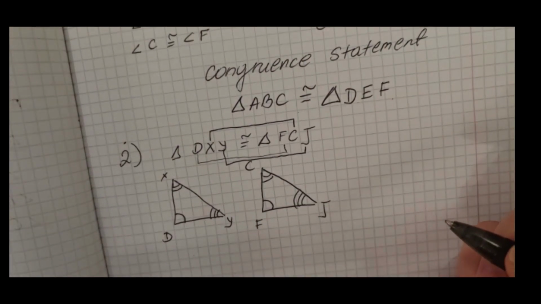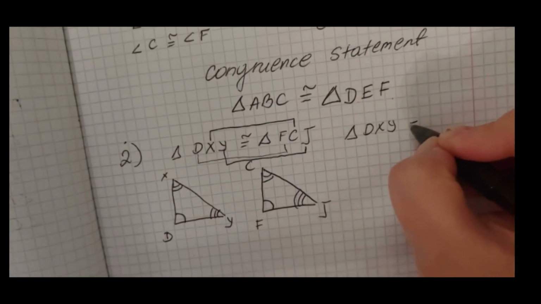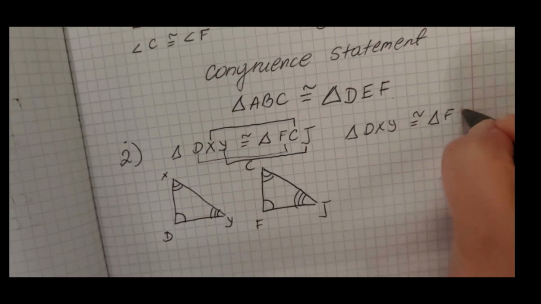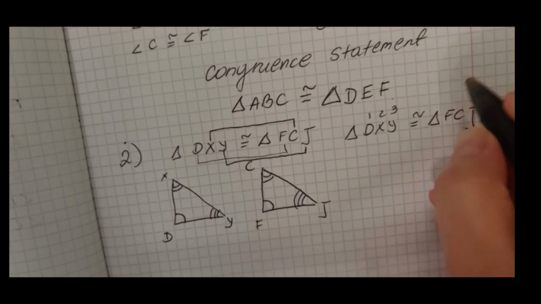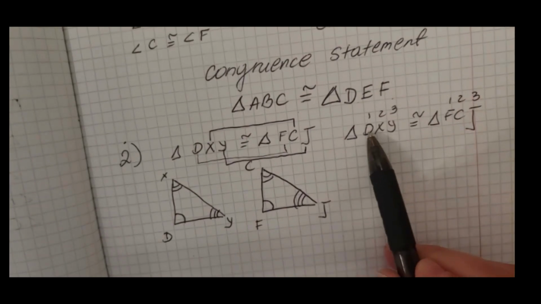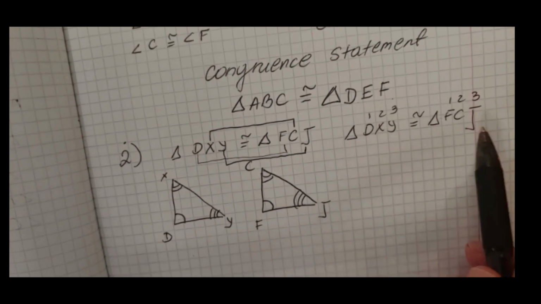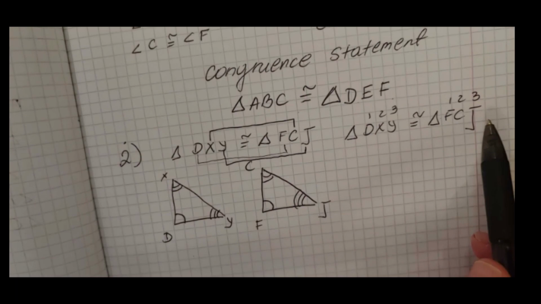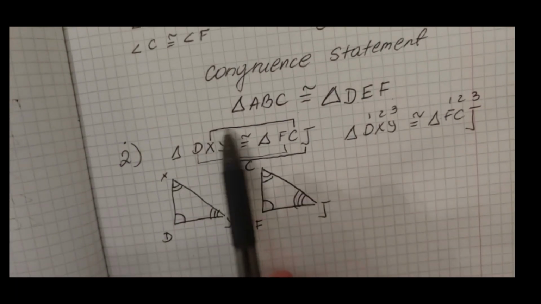Okay. The other way you can think about it is triangle DXY congruent to triangle FCJ. I can mark the 1, 2, 3 angles in this triangle and 1, 2, 3 angles in the other. Angle 1 has to be congruent to angle 1 because they're in order, 2 with 2 and 3 with 3. That's how you can also think about it, or you can connect them this way.